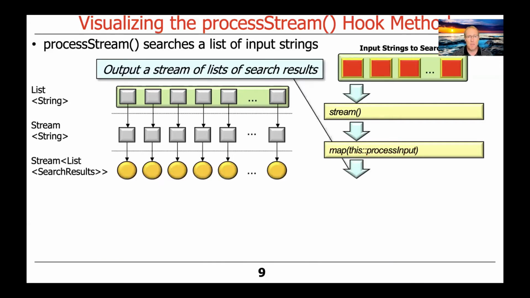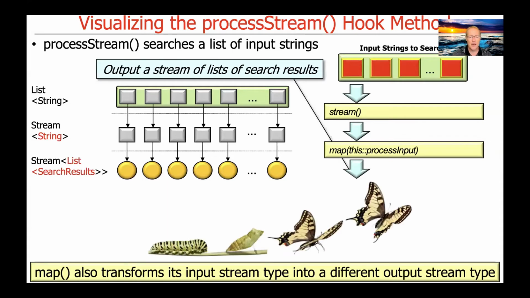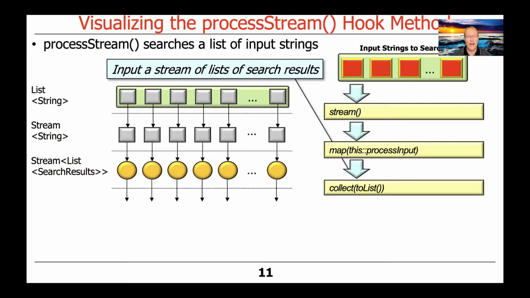The results of the map intermediate operation will be a stream of search result objects. And notice here that we've changed the type. We've gone from string to search result. That's because map has the ability to transform its input stream type into a different output stream type, and we're taking advantage of that in this particular case. What we have now is a stream of lists of search results. That's what comes out of map.